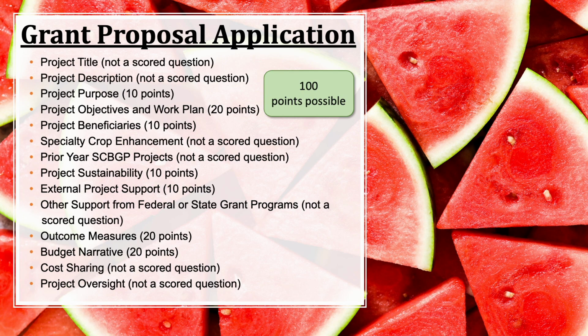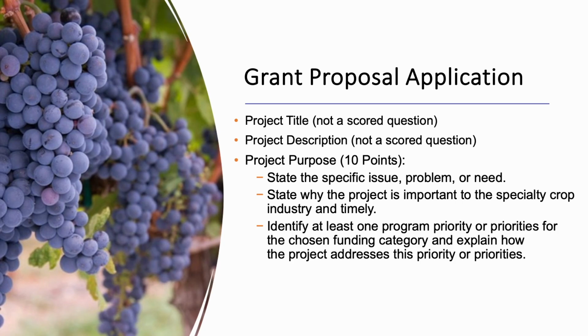I will briefly review each question on the next few slides. However, it is important to read the grant proposal instructions thoroughly, as it contains more detailed information needed to complete the application. The project title is an unscored question. It should describe the project in 15 words or less to create a unique and specific title. The project description is also an unscored question. Please update the project title and project description as needed.